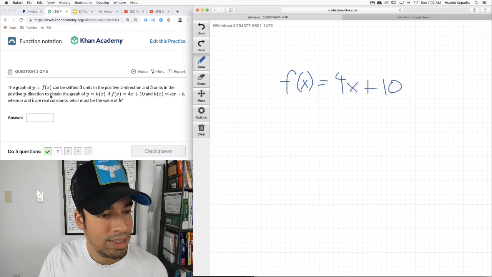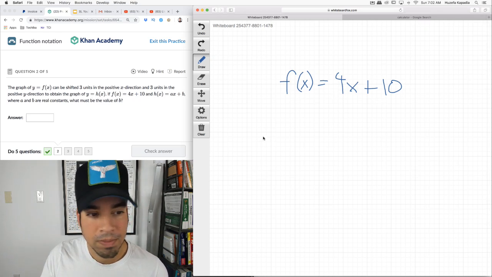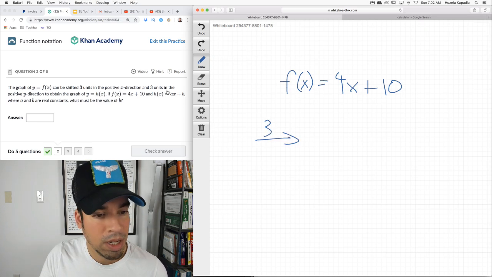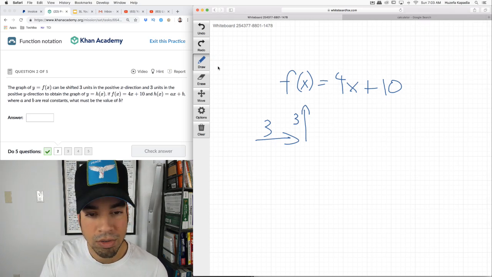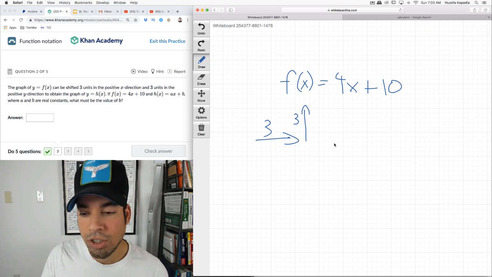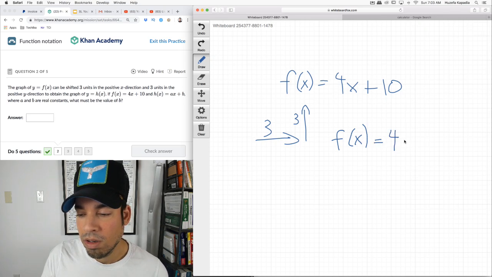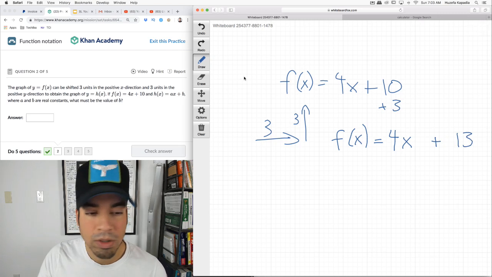And then they said to get to h of x, we need to shift this 3 units to the right. That's 3 units in the positive direction on the x-axis and 3 units up. So let's deal with both of these individually. First of all, 3 units up is pretty easy to represent. We're just adding 3 onto this entire thing. So we're adding 3 to this 10, so it just becomes plus 13. I'm going to make some room and you'll see why in a second.